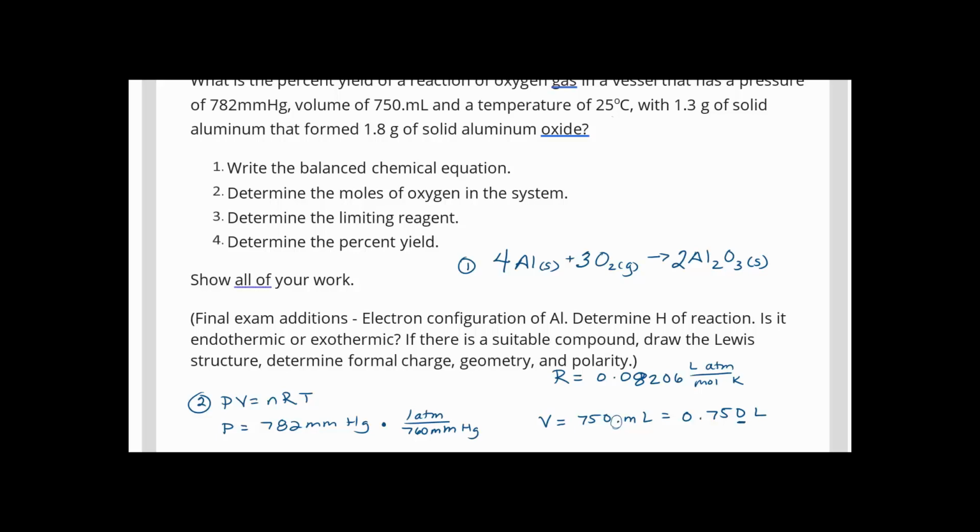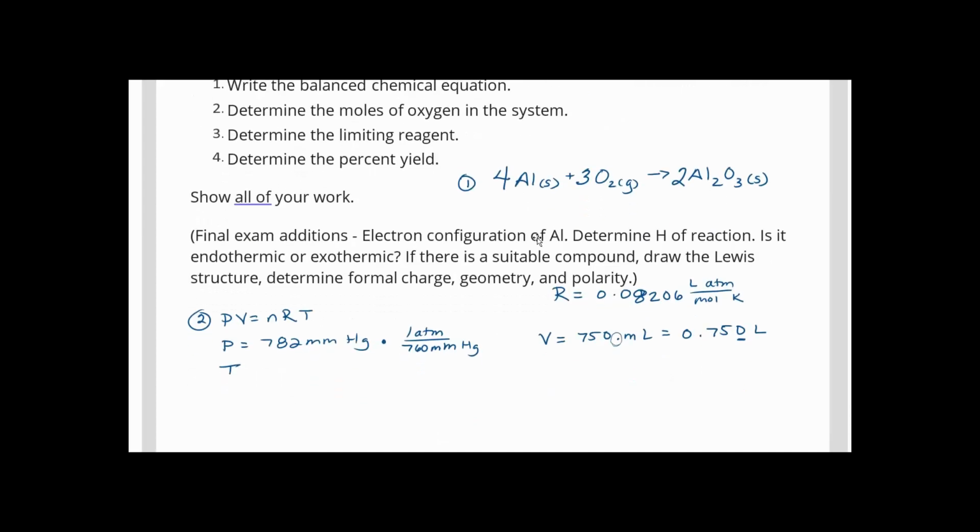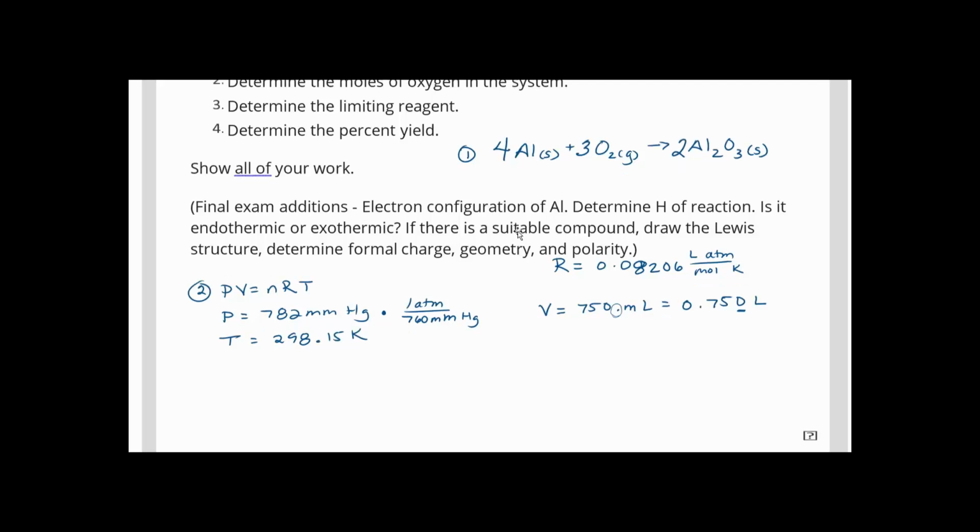This 0 is significant, and I know it's significant because this decimal place is here to tell me so. PV, let's see, N is what we're looking for. R is the constant, and T, the temperature, 25 degrees Celsius. You've probably used it enough that in your head you can go, okay, well, that's 298 Kelvin. 298.15 if we want to increase our precision.